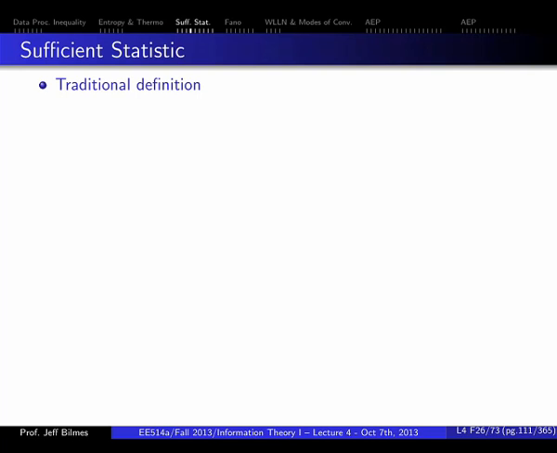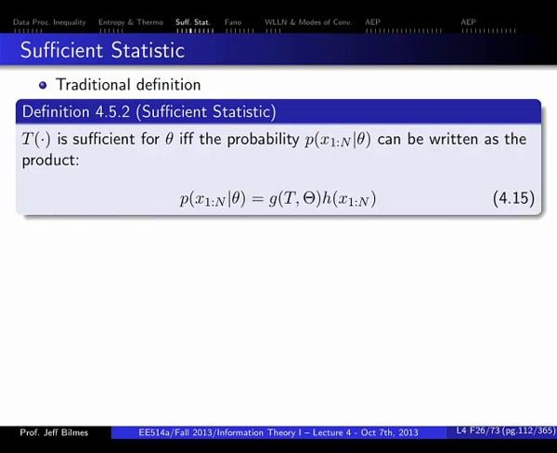So here's the traditional definition of sufficient statistic. We say that T is sufficient for theta if the probability P of x and theta can be written in the following way. P of x_1 through n given theta is equal to, there exist functions g and h such that this is true.